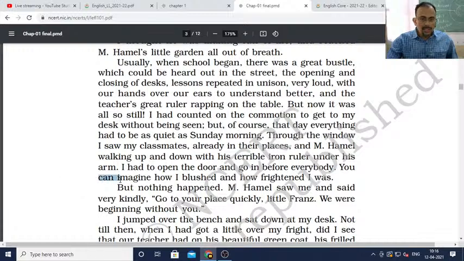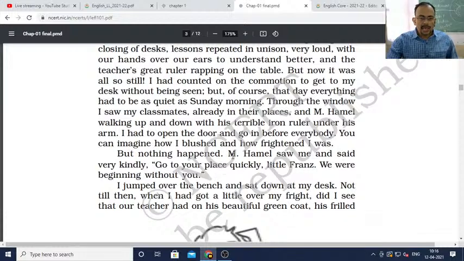You can imagine how I blushed and how frightened I was, but nothing happened. M. Hamel saw me and said very kindly, "Go to your place quickly, little Franz. We were beginning without you."